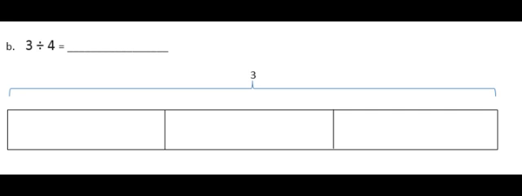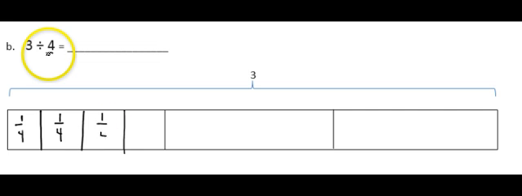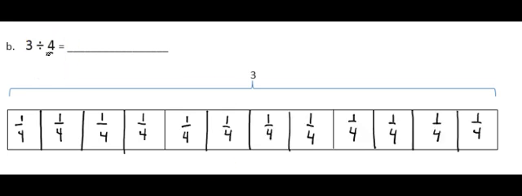Here we have 3 divided by 4, and you can see in the tape diagram that I have 3 wholes that make up the entire tape. If I'm going to divide them by 4, I'm going to start by dividing each whole into 4 equal pieces. So I have one whole, and it consists of 4 pieces, and each piece is 1/4. I'm going to do the same thing to the remaining 2 wholes. So you can see I've taken the 3 wholes and divided each one into 1/4.